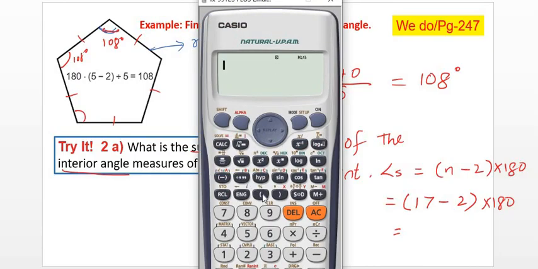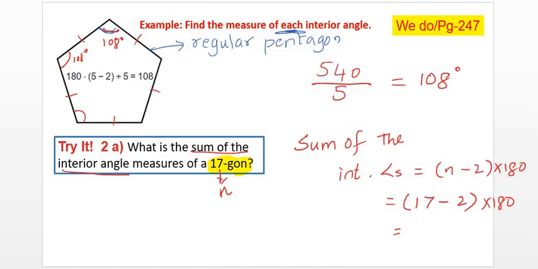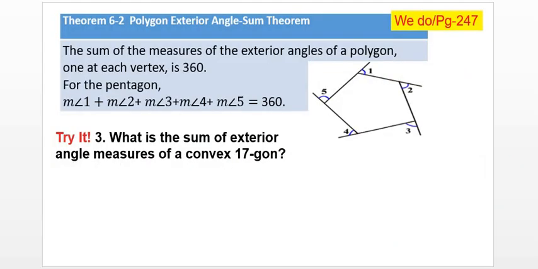It's 17 minus 2, close the bracket, times 180. So the answer is 2700. So the sum of these angles will be 2700 degrees. Clear? Okay, next we have the second theorem.